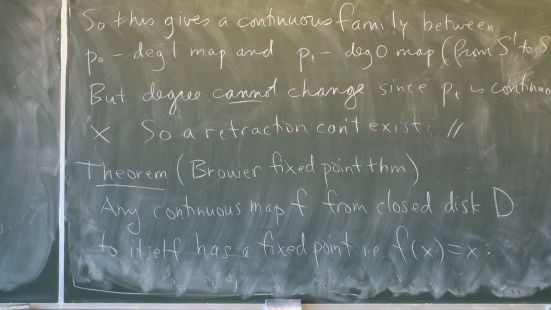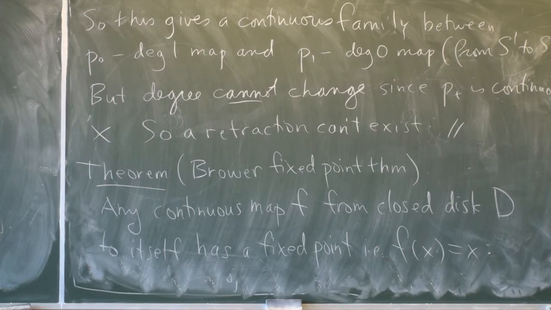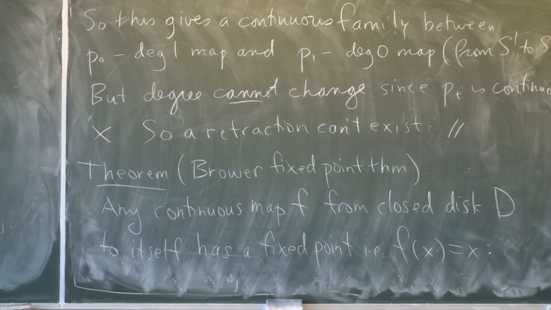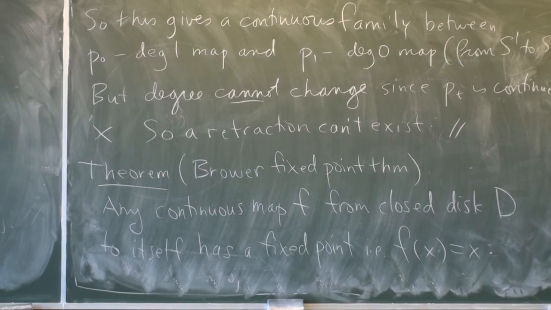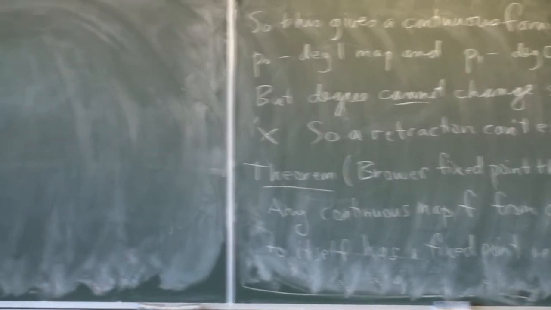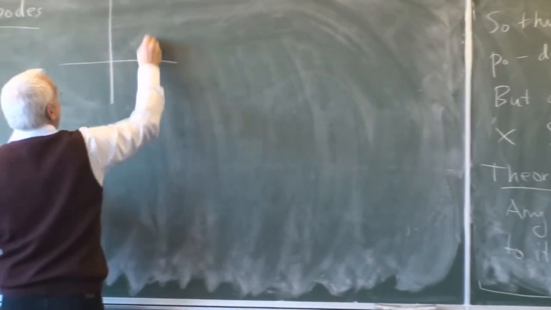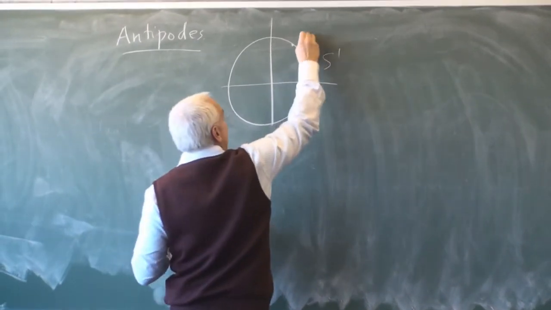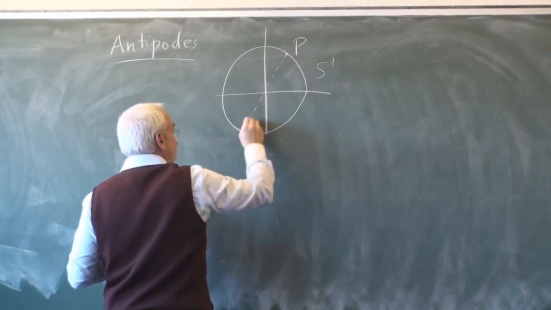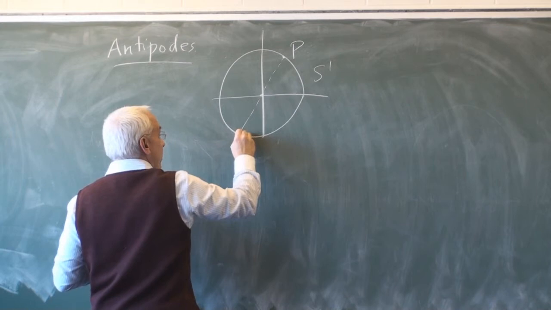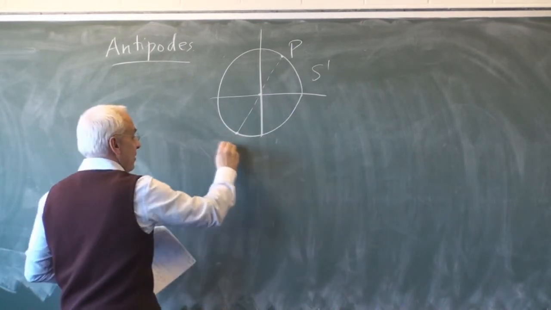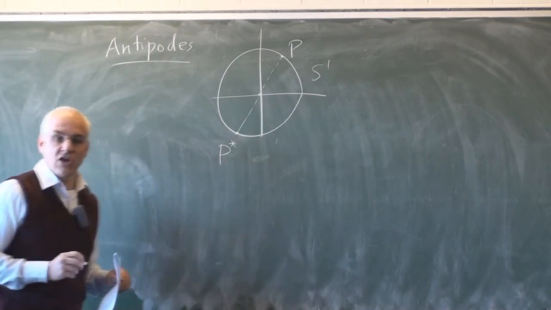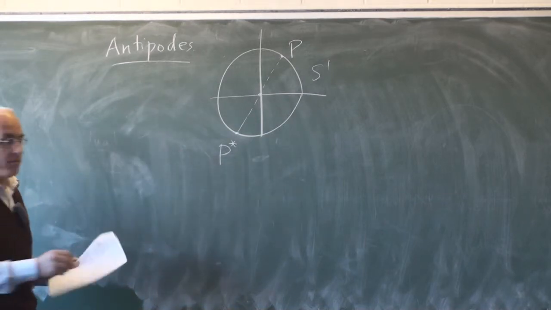All right, now let's talk about antipodes in preparation for a lemma of Borsuk and then a famous theorem of Borsuk-Ulam. So if we have a circle, our usual circle in the plane, and there's the point P, and if we reflect the point P in the origin, then this opposite point, we might call it P star. It's called the antipode of P.